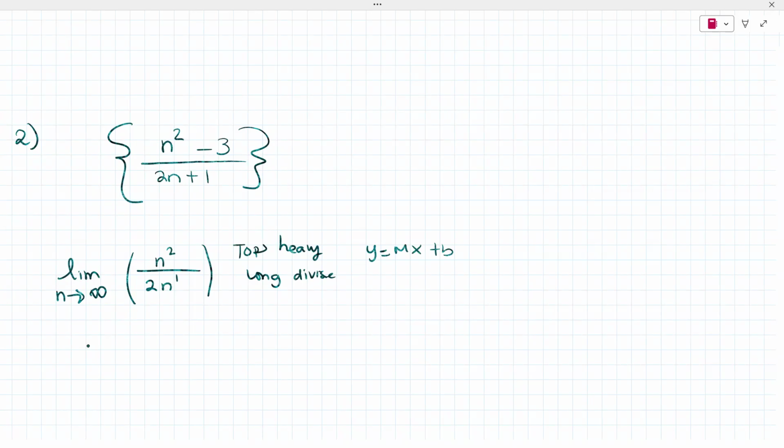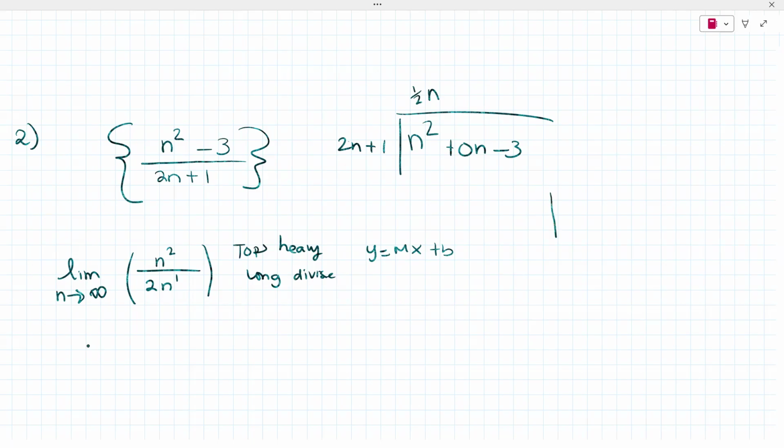What is the limit as a linear function, right? I'm not going to do the long division, but you can if you want. So if you did, what would it be? You have n squared here, and then you have 0n minus 3. Here you have 2n plus 1. Yeah, it's going to be linear, probably 1/2 n, and it's a linear function.